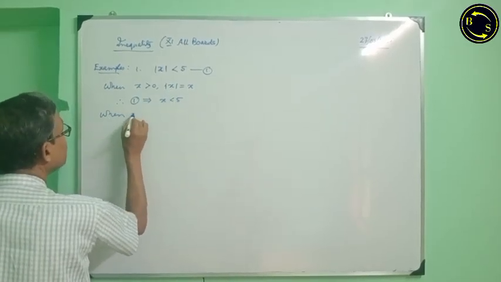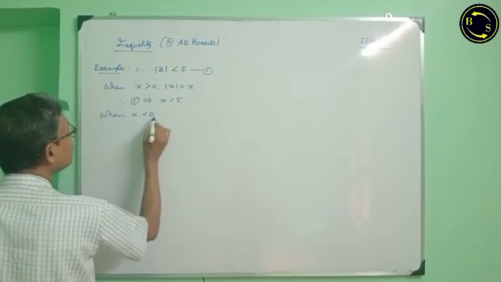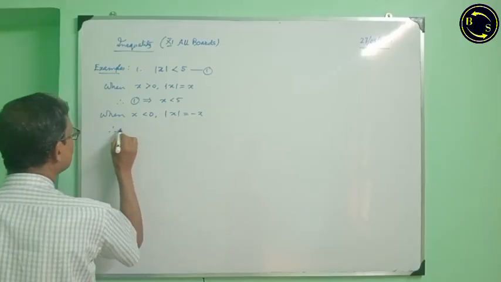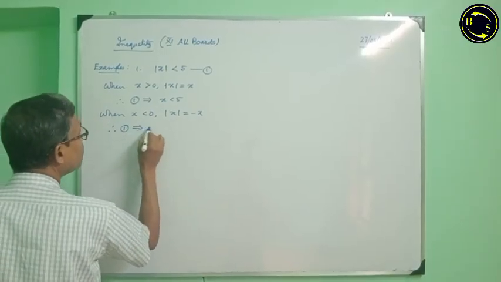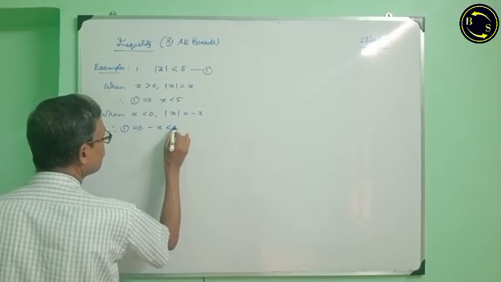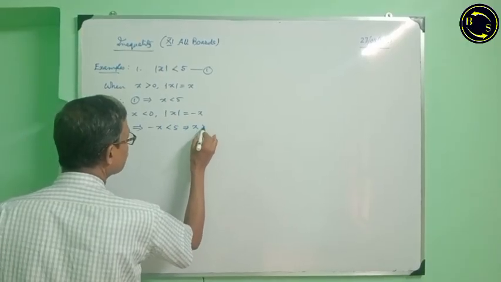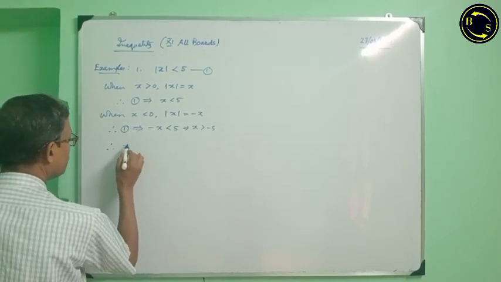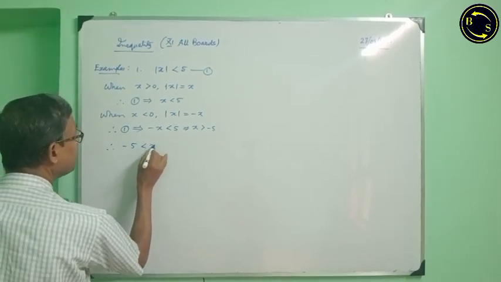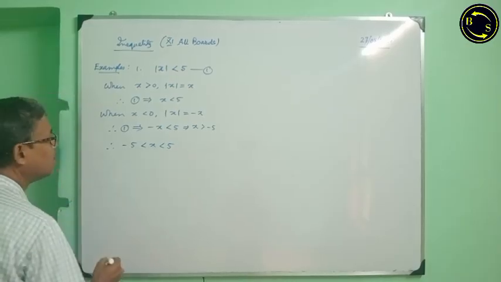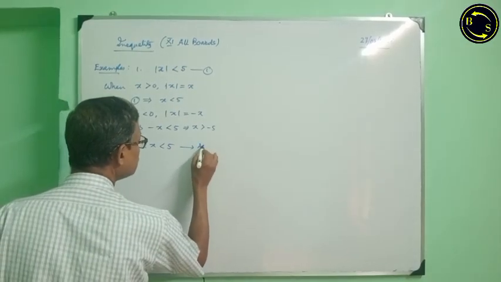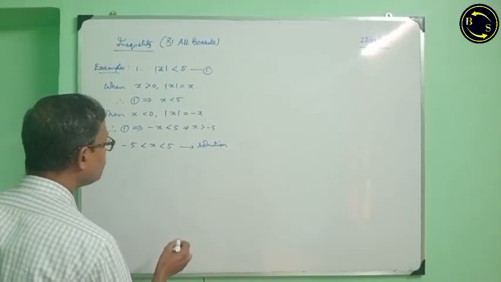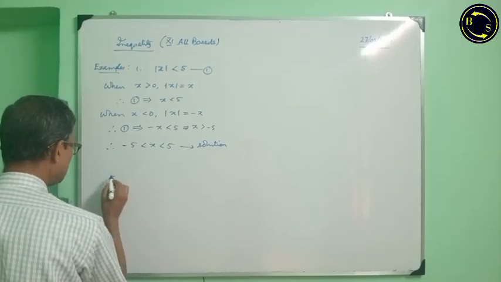When x is negative, mod x equal to minus x, therefore from 1 we get minus x less than 5, from there x greater than minus 5. Therefore finally we get minus 5 less than x less than 5. This is the solution set of this one. Now we have to represent that on the number line.